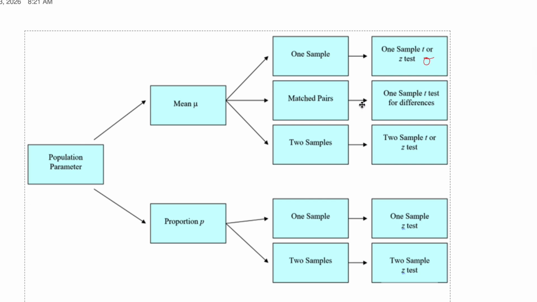Matched pairs will have a one sample t-test for difference. That's the only case for matched pairs t-test. For two samples, it will be a two sample t or z-test.